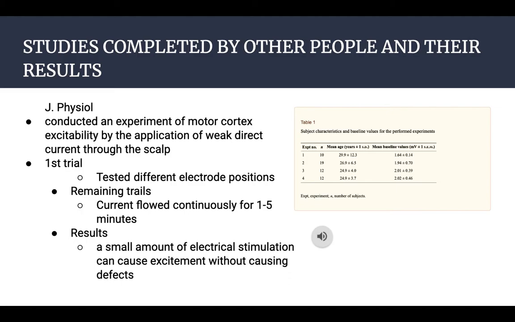Results show that excitability changes of up to 40%, revealed by transcranial magnetic stimulation, were accomplished and lasted for several minutes after the end of the current stimulation. This excitation could be achieved selectively by anodal stimulation and inhibition by cathodal stimulation. Also, by varying the current intensity and duration, the strength and the duration of the after effects could be controlled. From this, they were able to conclude that within a controlled environment, a small amount of electrical stimulation can cause excitement without any harmful effects to humans.